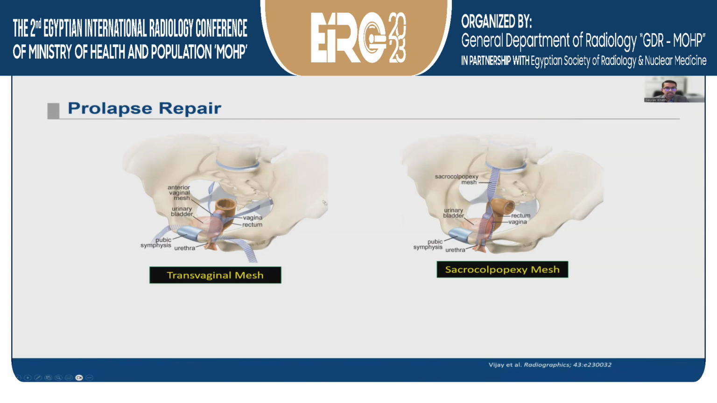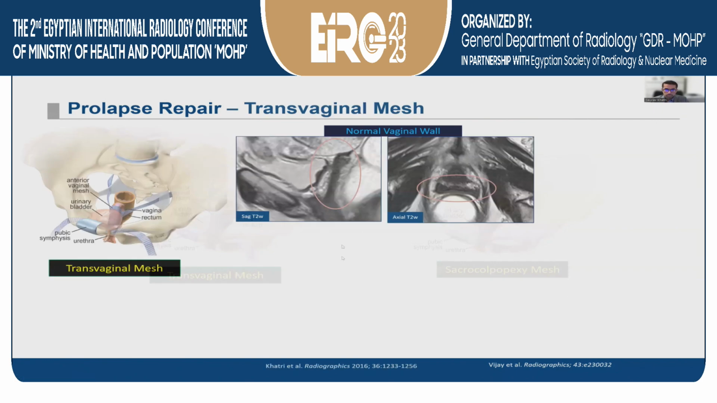For that reason, it has been taken off the market by the FDA. The mesh sacrocolpopexy is placed abdominally, and it extends from the sacral promontory to the vaginal apex and has a lower risk for erosion. So here's a patient that does not have any vaginal mesh.